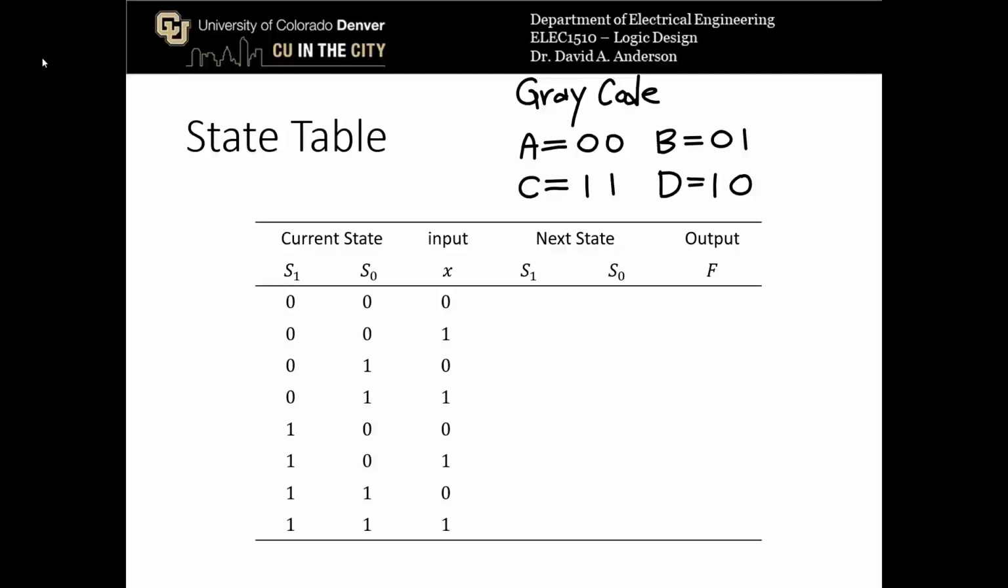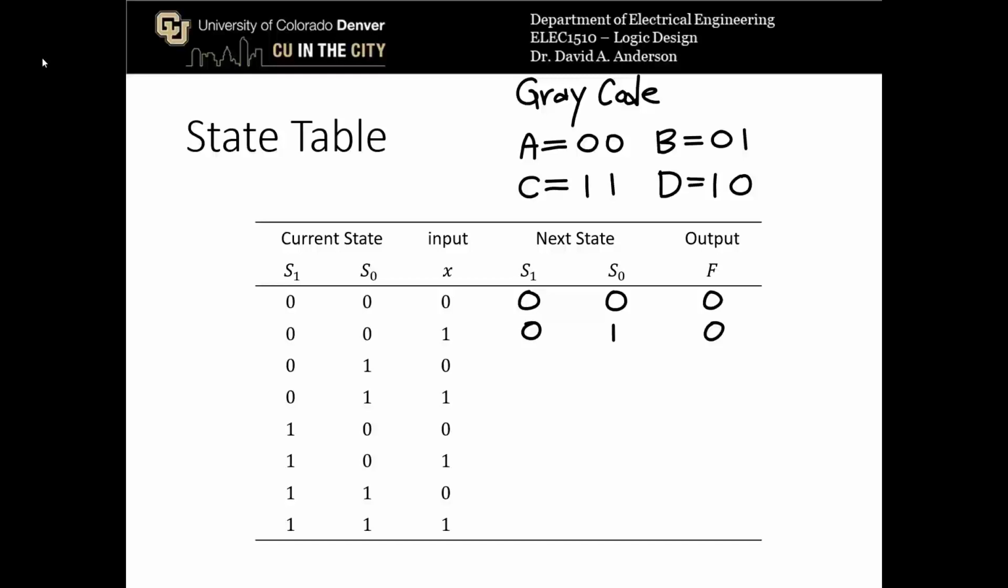A will be 0, 0, B will be 0, 1, C will be 1, 1, and D will be 1, 0. So now, looking at the first 2 rows of the state table, that's where S1 and S0 are both 0, so that's state A. The next state when X is 0 is A, 0, 0. The next state when X is a 1 is 0, 1, that's B.